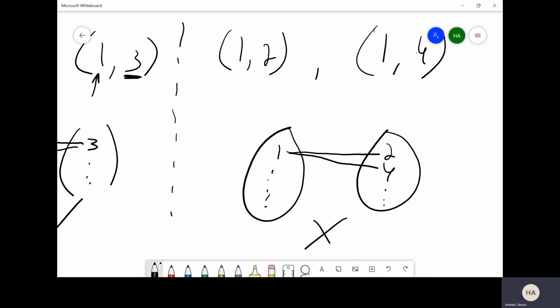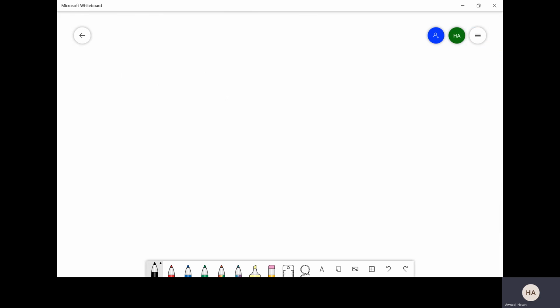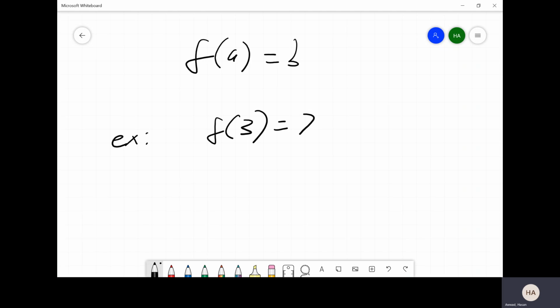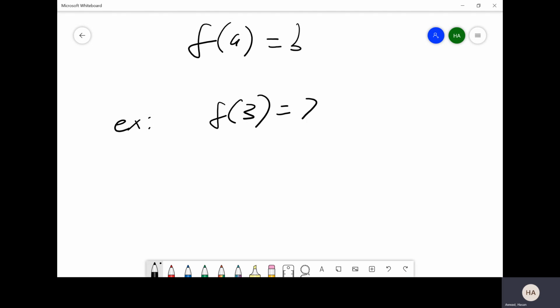So we happen to write particular values of input and output in the form f of a is equal to b, where a is going to be your input and b is going to be your output after your input, in this case a, was applied to your particular function. For example, if we had f of 3 is equal to 7, this implies that after you plugged in 3 to whatever your function was, the output would be 7.